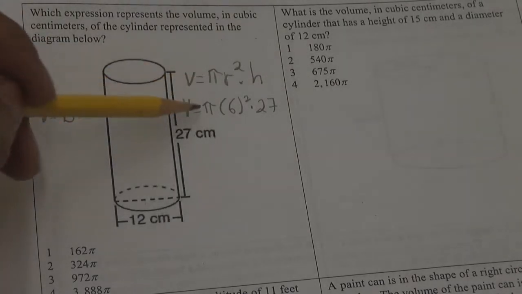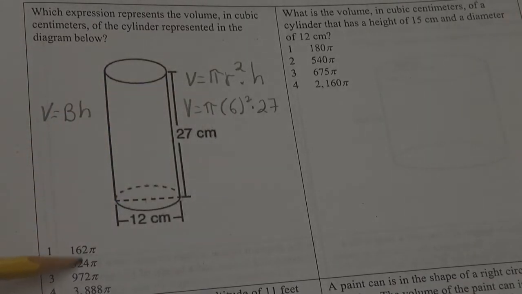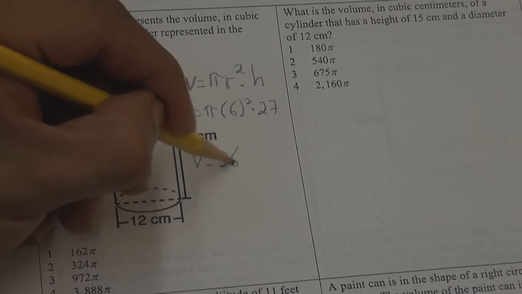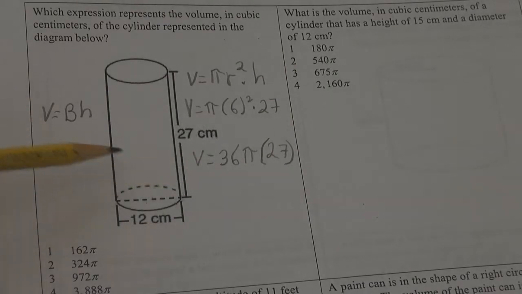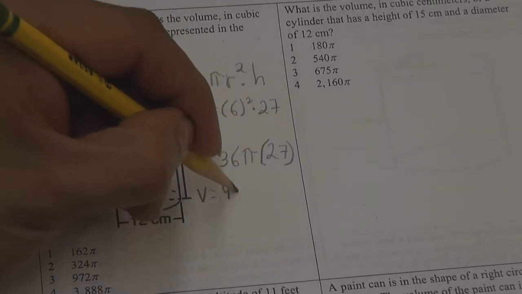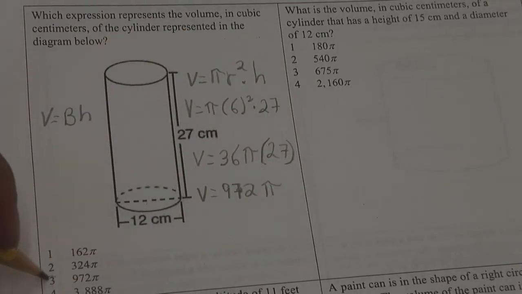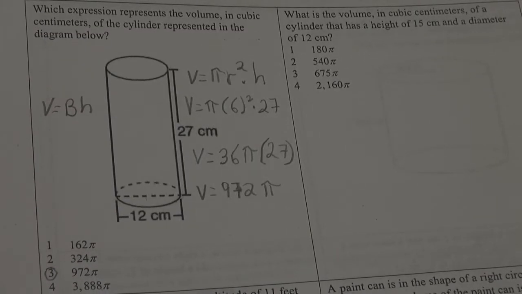Now, why didn't you turn this pi into 3.14? Because I was looking at the choices right here, and they are all in terms of pi. Oh, okay, thank you. So volume equals, 6 squared is 36. So it's 36 pi times 27. And 36 times 27 is what? 972. So volume equals 972 pi. And there you go. That's how you do it. My man, you are too nice.